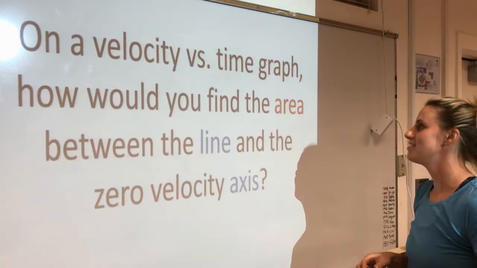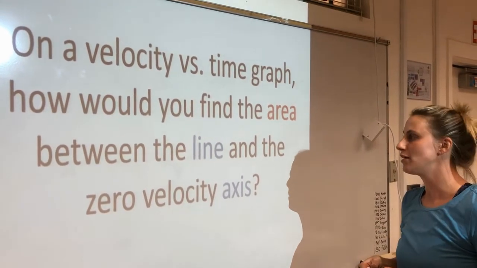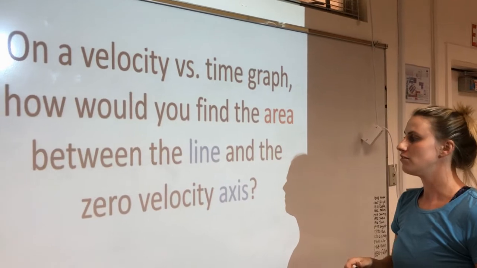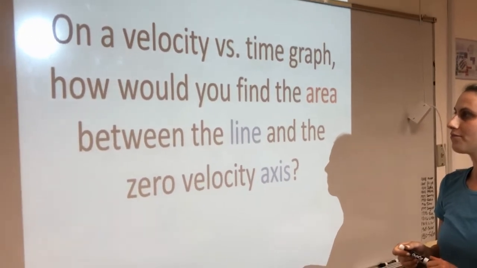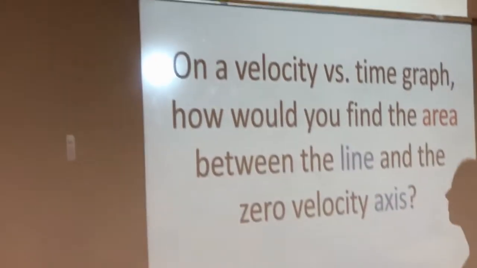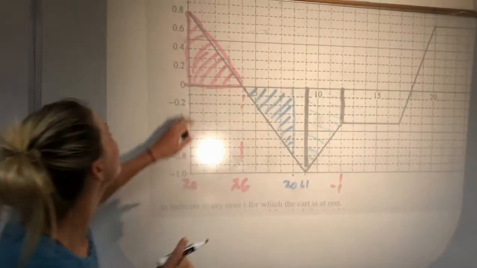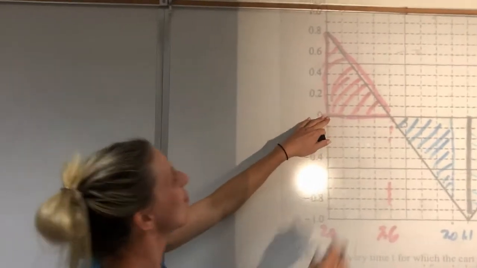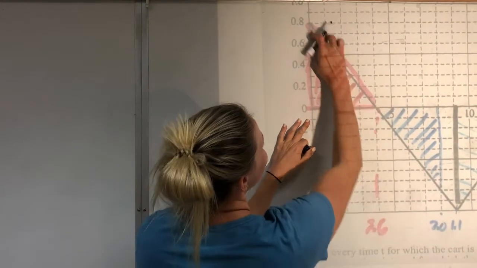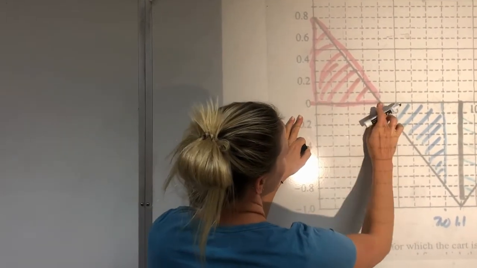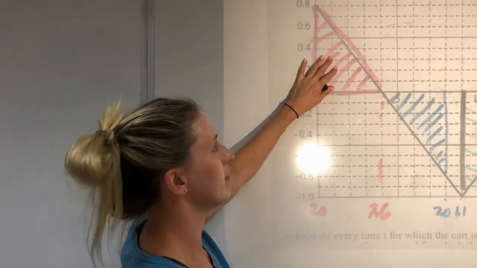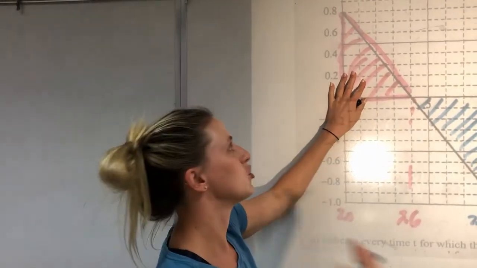On a velocity versus time graph, how would you find the area between the line and the zero velocity axis? The line being this line right here, and the zero velocity axis being this line right here. So we want to find the area of this. So how do we find the area of a triangle?